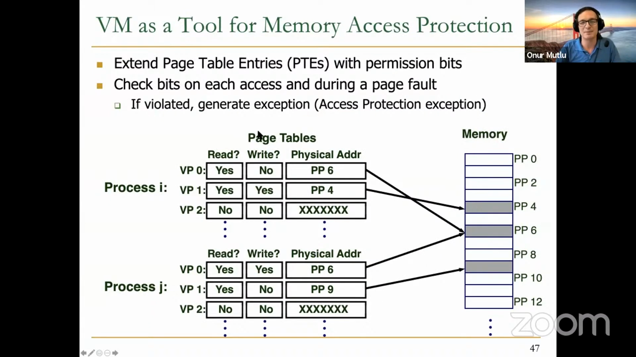Okay, so this is an example. Again, we extend the page table entries with permission bits. And permission bits can say whether you're allowed to read the page, write the page, execute the page. So you can imagine different things over here. And then you check the bits on each access during a page fault, or even a TLB access, right? It doesn't have to be during a page fault. But if violated, you generate an exception. And this is called an access protection exception. And when you get an access protection exception, the operating system gets involved.